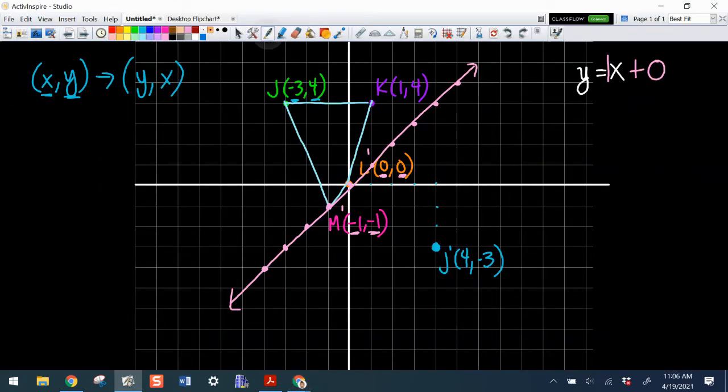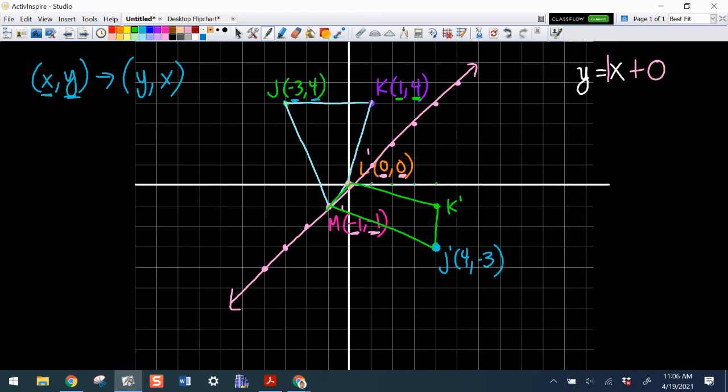So let's finish out where K prime will be located. So if K is located at 1, 4, then we're just going to swap those two coordinates. So K prime will be located at 4, 1. So we'll go over 2, 3, 4, and down 1. So K prime will actually be located here. And if I could loosely draw it, remember L and M are in the same location.